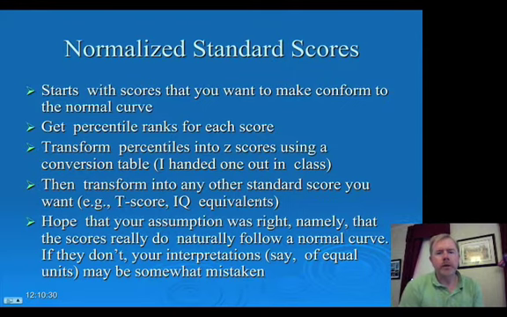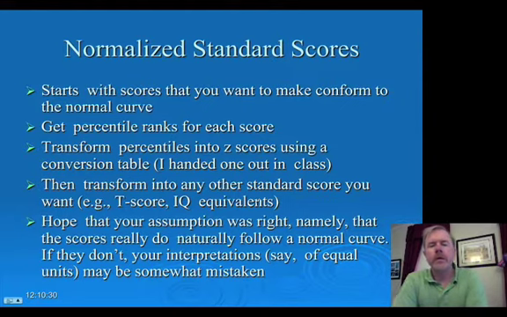Normalized standard scores are a way for us to start with scores that we want to make conform to the normal curve. We can get our percentile ranks for each score, again, only if it's based on the normal distribution and the assumptions of normality are correct. So for classroom assessment, this probably wouldn't be true, but for our large-scale things, it is. We can transform all of our percentiles into z-scores using that kind of conversion table. I say that I handed one out in class, but the conversion table I'm talking about is that chart that you have in your book that I pointed you to.